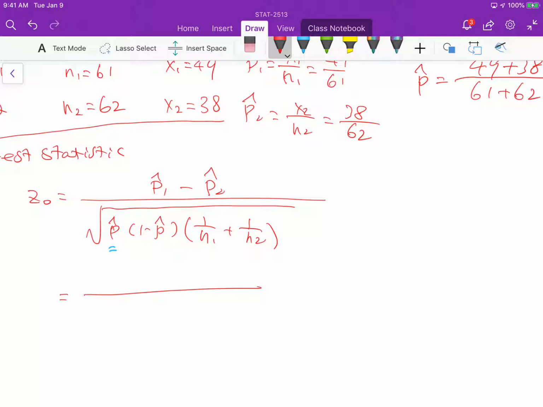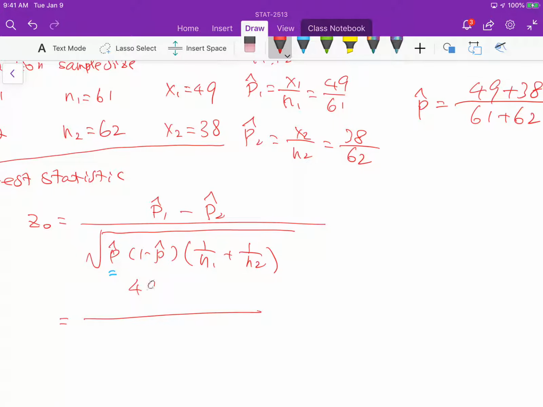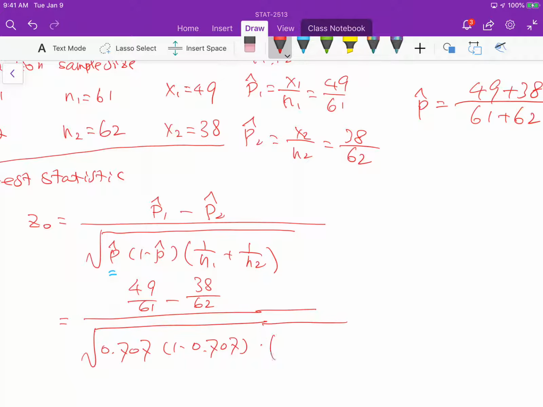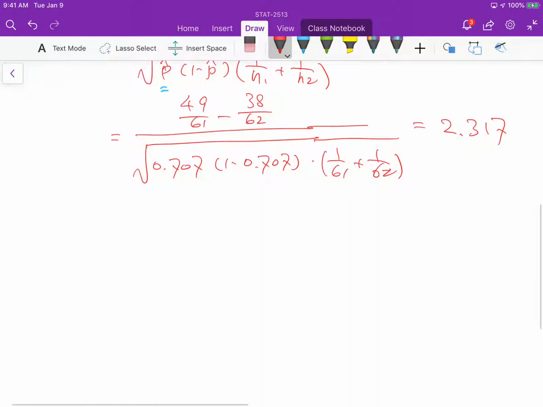Then you can plug in. P1 hat minus P2 hat, 49 over 61 minus 38 over 62, over the square root of 0.707 times 1 minus 0.707 times 1 over 61 plus 1 over 62. This 61 and 62 are N1 and N2, the sample sizes for these two samples respectively. Then you do the math and you will get the test statistic 2.317.